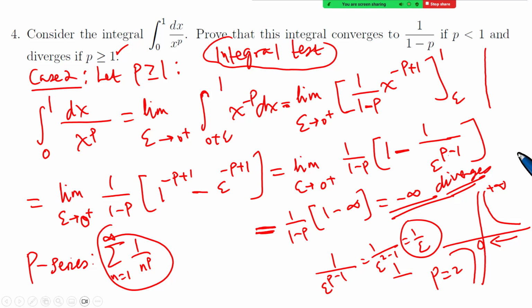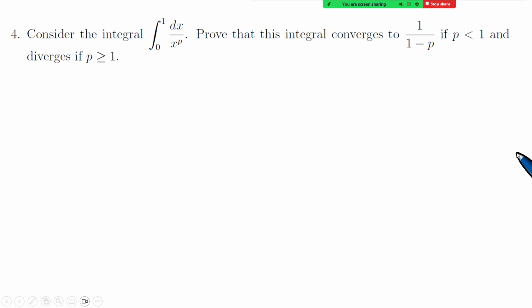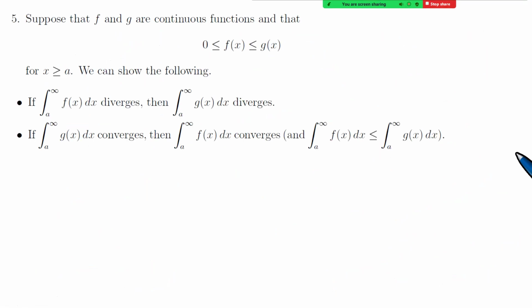Let's move on to the next question. Number five. Suppose f and g are continuous functions, and that this is the order of the functions: the function f is less or equal to the function g, but f is bounded below by zero and above by g. So this f is a bounded function, for x greater or equal to a.